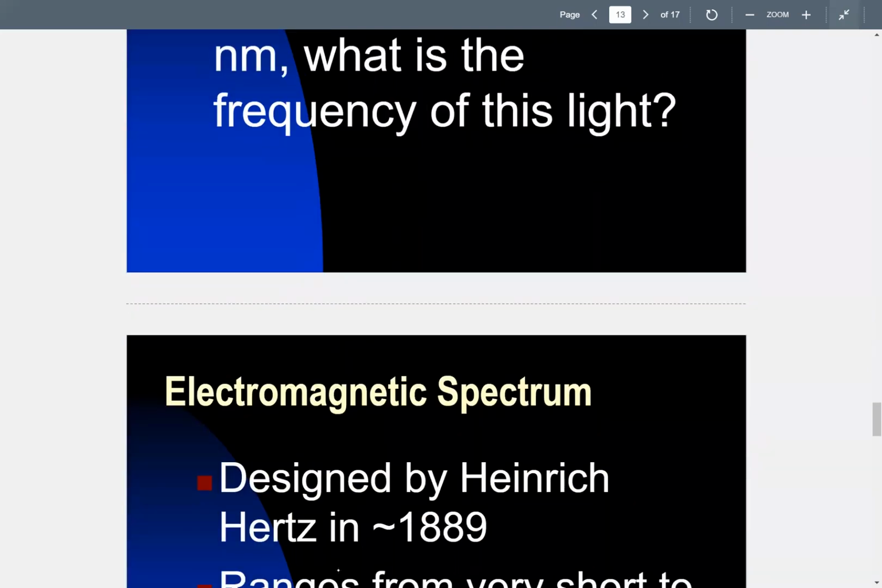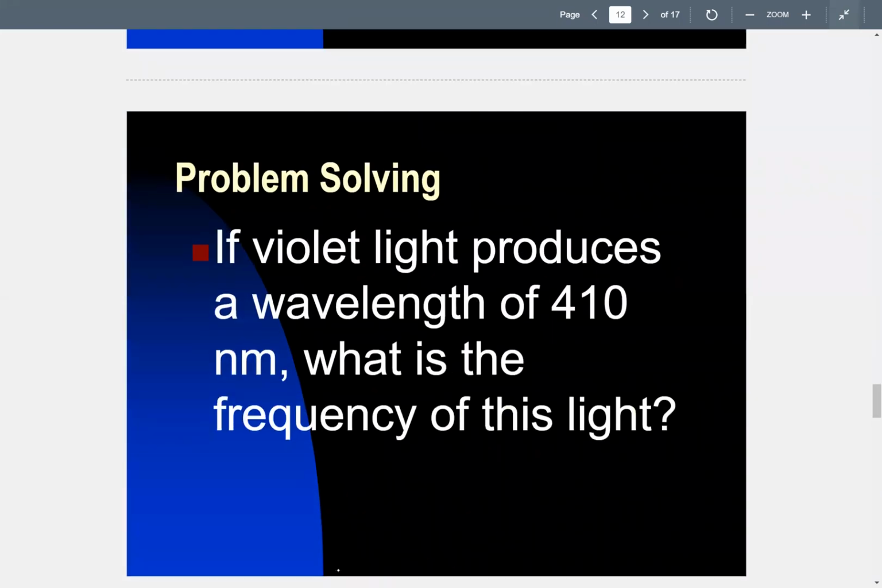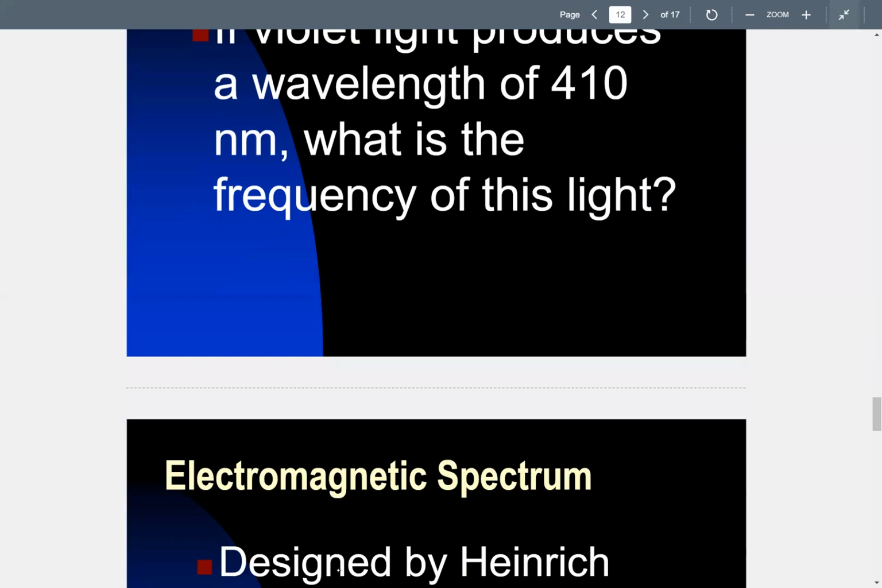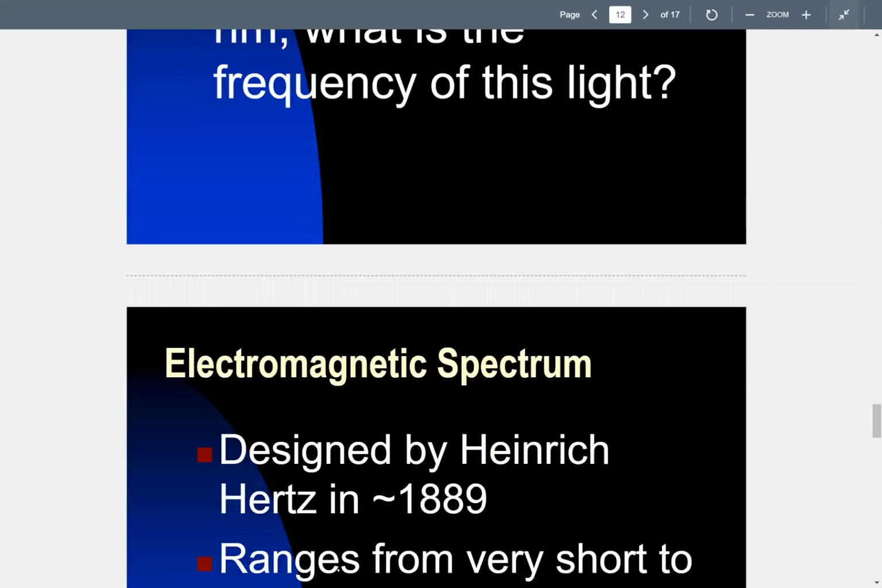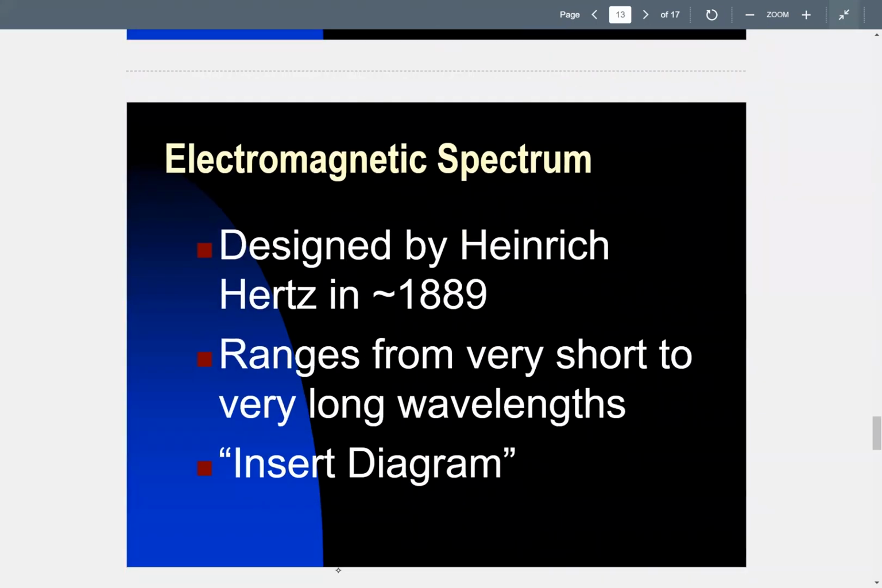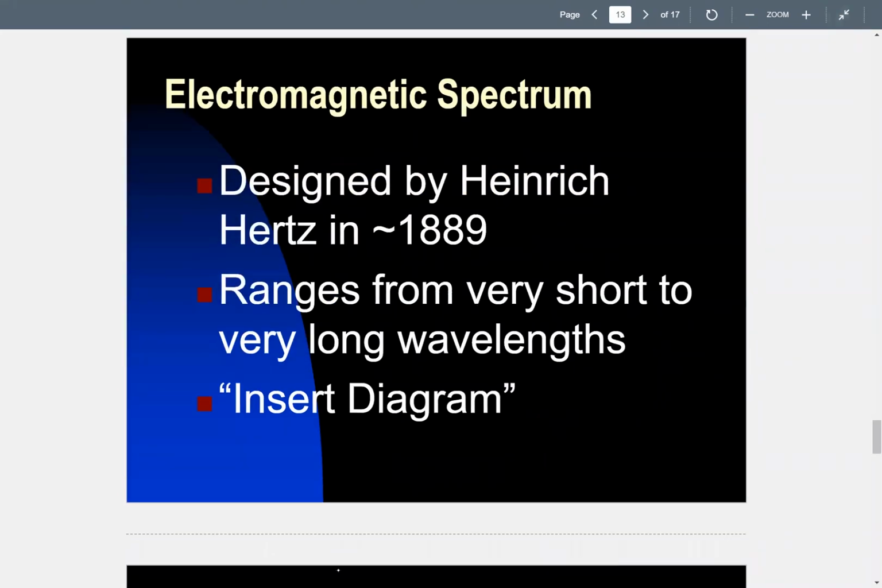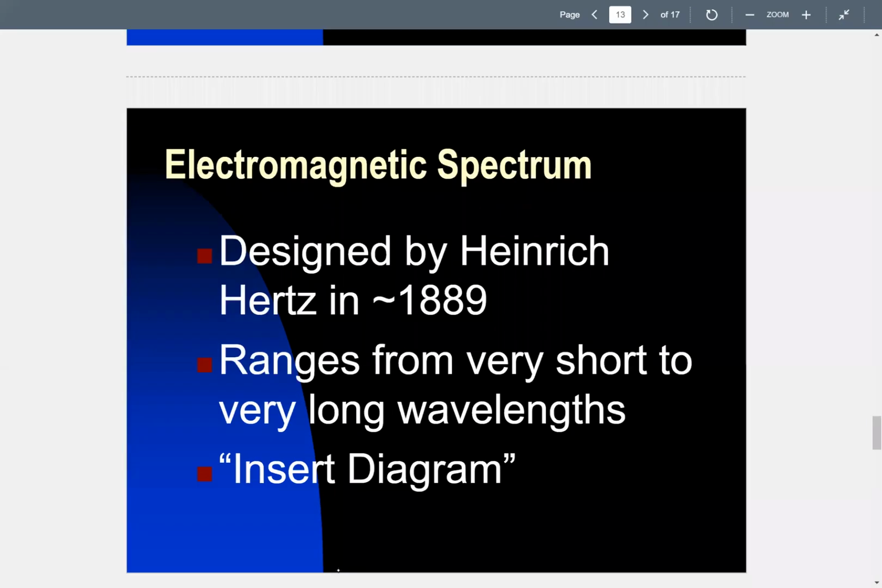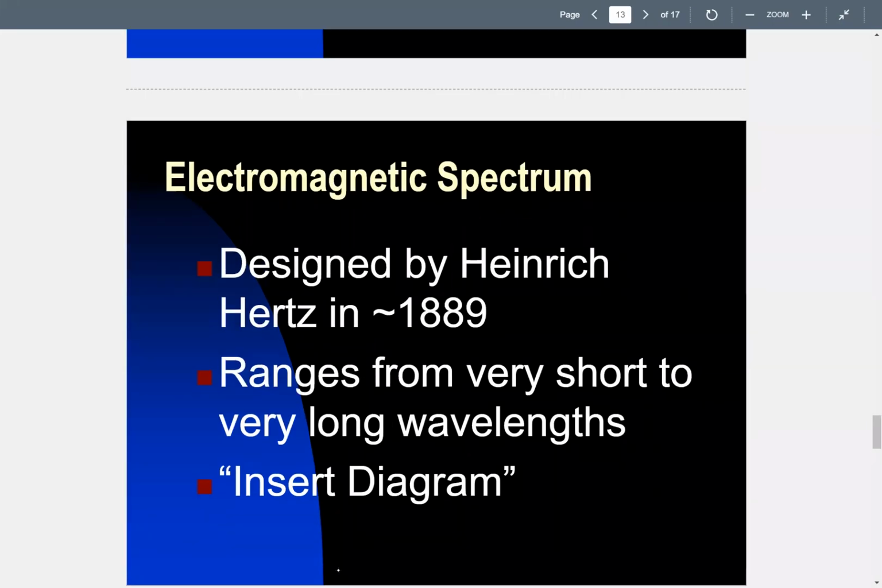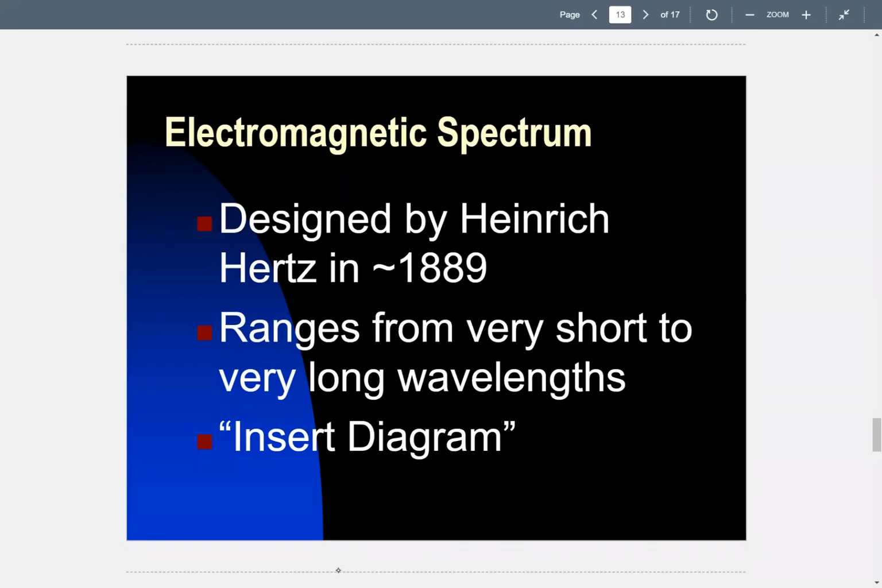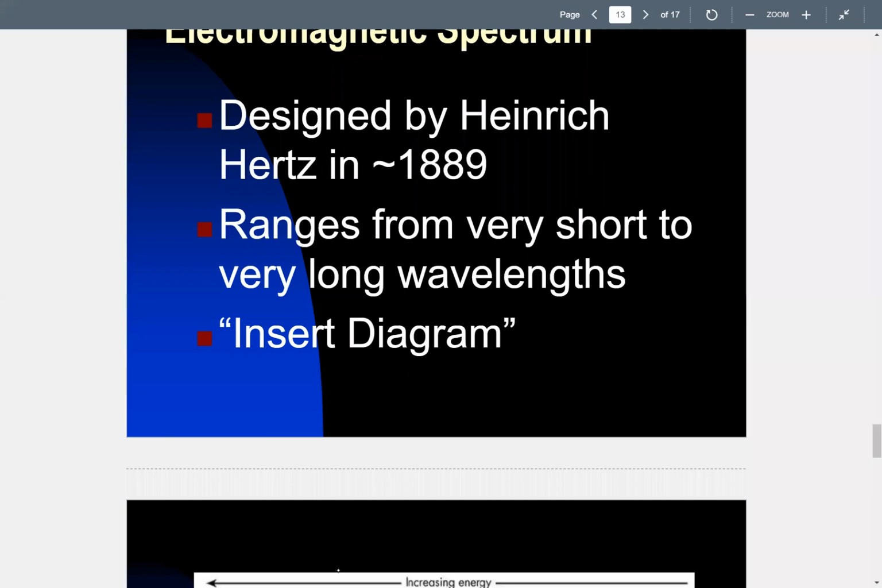There are some problems on calculating these things on your worksheets. I didn't ask any calculating speed of light stuff on your quiz, and I probably will only put one on the test. So it's not as important, but I just wanted you to understand the concept.